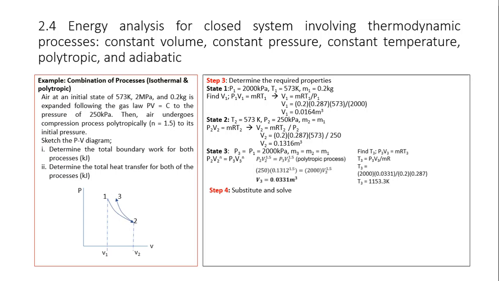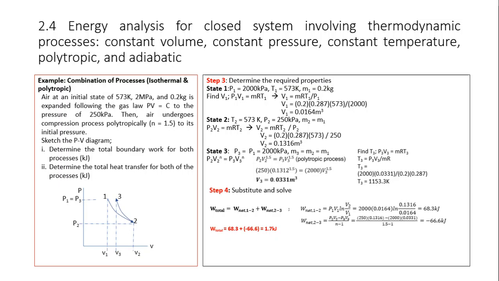Then the second process line, for the polytropic process from 2 to 3. The pressure at state 3 must be equal to, must be parallel with, state 1. Then we can label V3 and also label the pressure.